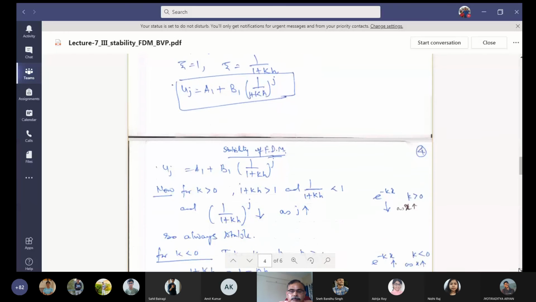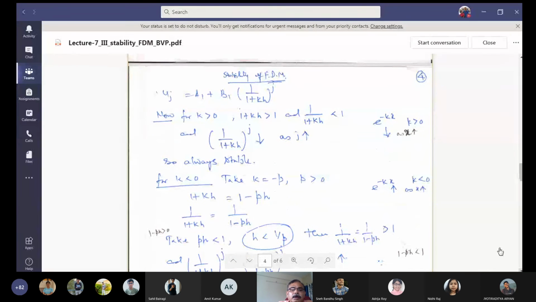So similar way we'll just proceed. For k greater than 0, 1 plus kh is always greater than 1, or 1 upon 1 plus kh will be strictly less than 1, right? So immediately you see 1 upon 1 plus kh to power j goes to 0 as j approaches infinity, and this similar behavior that e to power minus kx for k greater than 0 also has, that it goes to 0 as x approaches infinity. Is that right? Yes, sir.